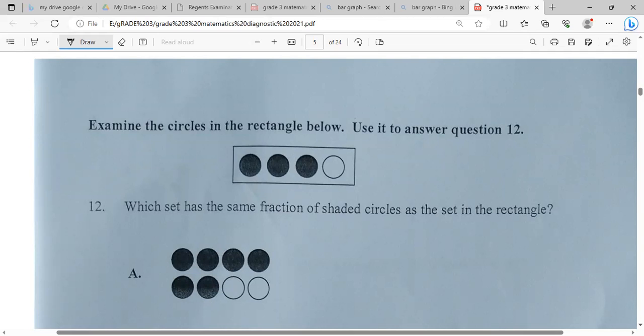All right, examine the circles in the rectangle below. Use it to answer question 12. Which set has the same fraction as the shaded? So let us make this one first.